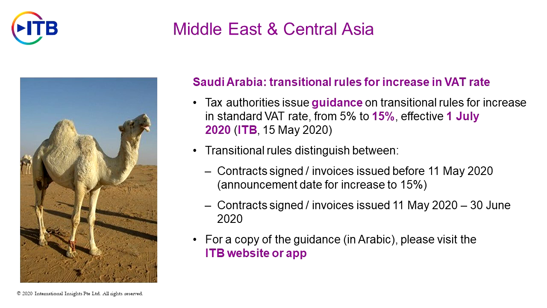In Saudi Arabia, the tax authorities have issued guidance on the transitional rules for the increase in the VAT rate from 5% to 15%, which will be effective on the 1st of July. Interestingly, the transitional rules distinguish between contracts signed or invoices issued before the 11th of May 2020, which was the announcement date for the increase to 15%, and contracts signed or invoices issued from the 11th of May 2020 to the 30th of June 2020. For a copy of the guidance, please go to our website or app.